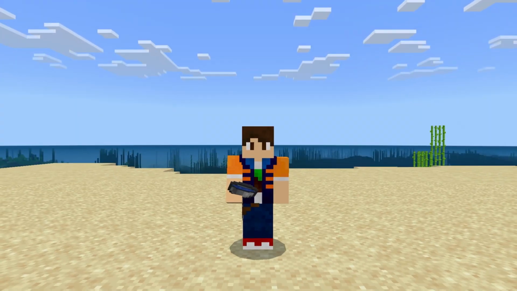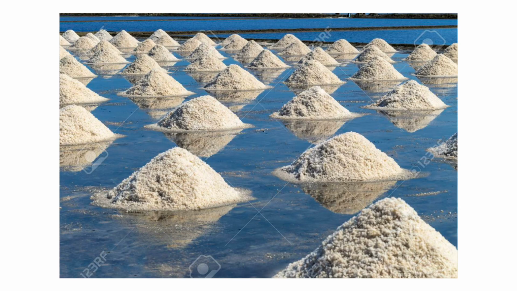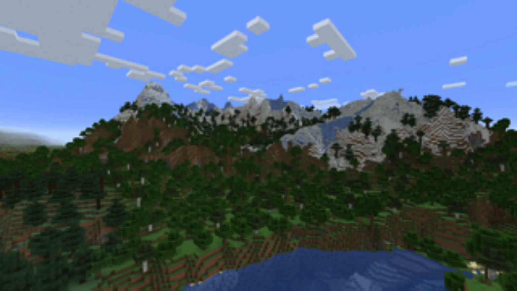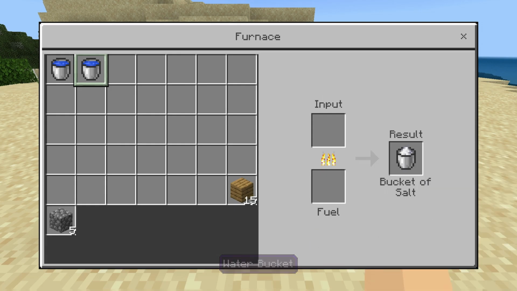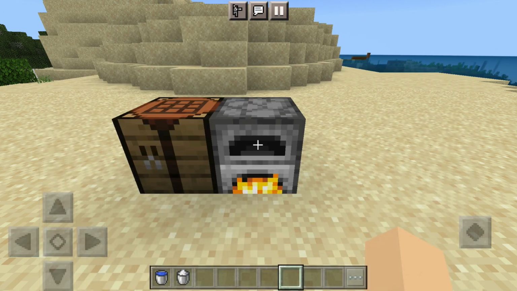Now you might be asking, how do we get salt from ocean water? See, in real life, salt is extracted through the evaporation of seawater. Now, because evaporation in the overworld just doesn't exist, the next best thing we could do is to extract the salt by boiling water, which means all we have to do is melt a bucket of water, and that will give us a bucket of salt.